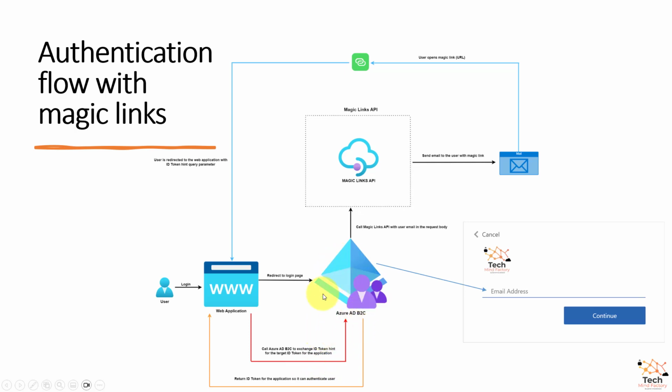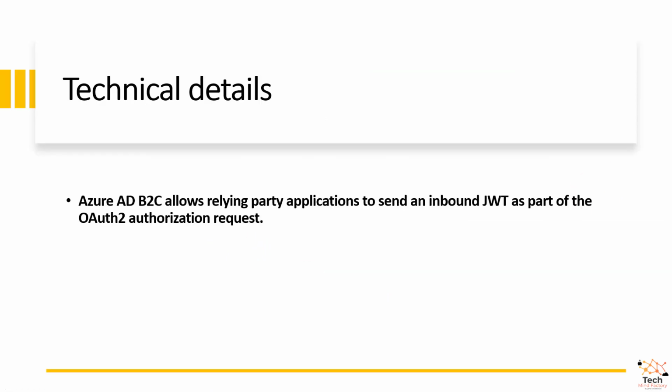So once Azure AD B2C receives the ID token hint, Azure AD B2C can check the signature using the well-known endpoint, which we will see in a minute. And basically, if this ID token is signed by the Magic Links API and the audience is correct, which is the client ID of this web application, Azure AD B2C will create and return an ID token for the application so it can authenticate the user successfully. And then the user is successfully authenticated. Okay, perfect. So now let's talk a little bit more about technical details.